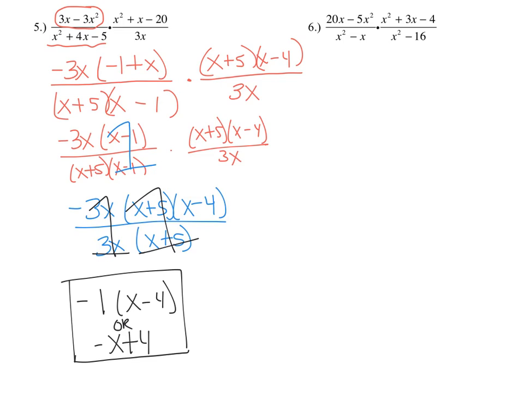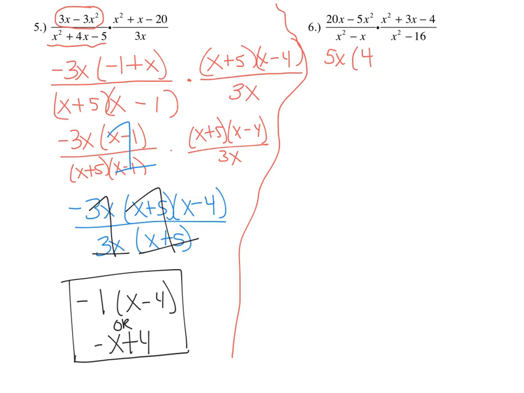Okay, so number 6. I'm looking at the numerator of the first fraction. Again, I see a greatest common factor right away. 20x and negative 5x squared are both divisible by 5x. So we factor out a 5x. 5x times 4 would get us 20x.